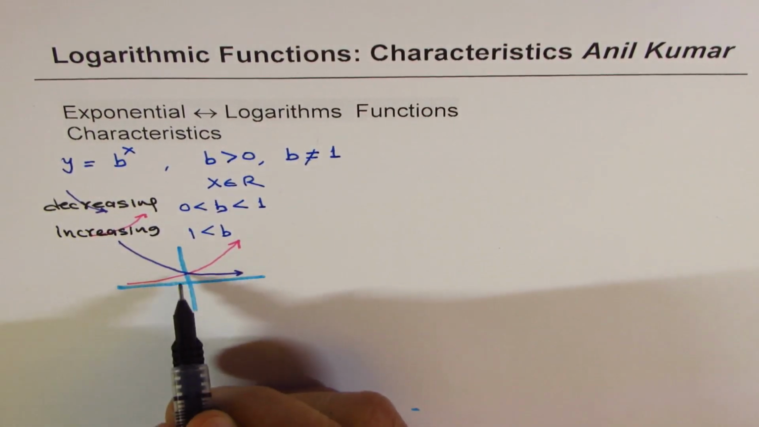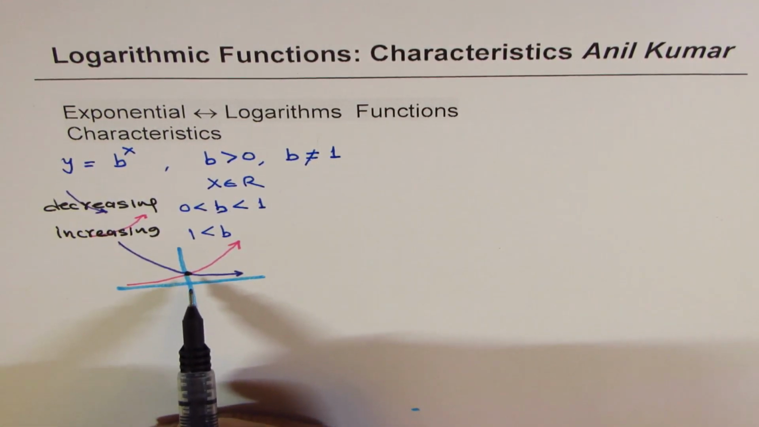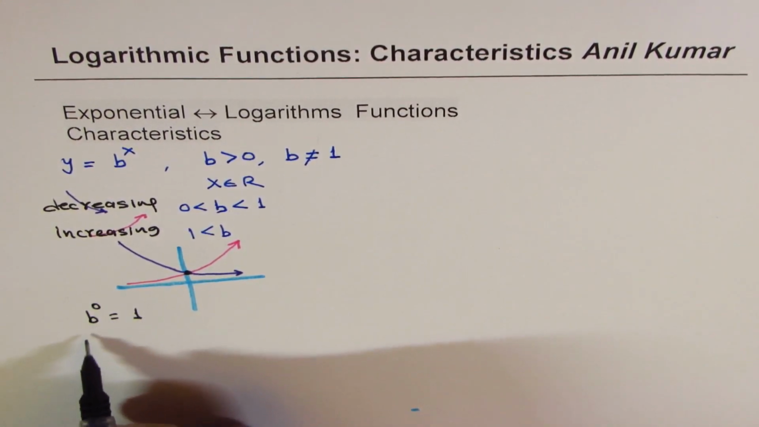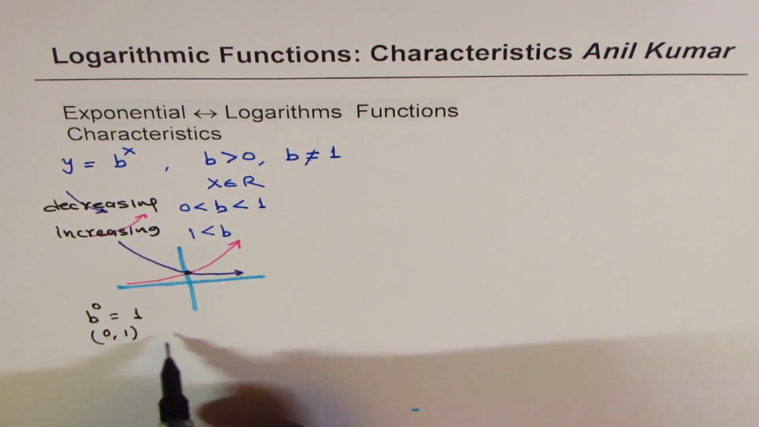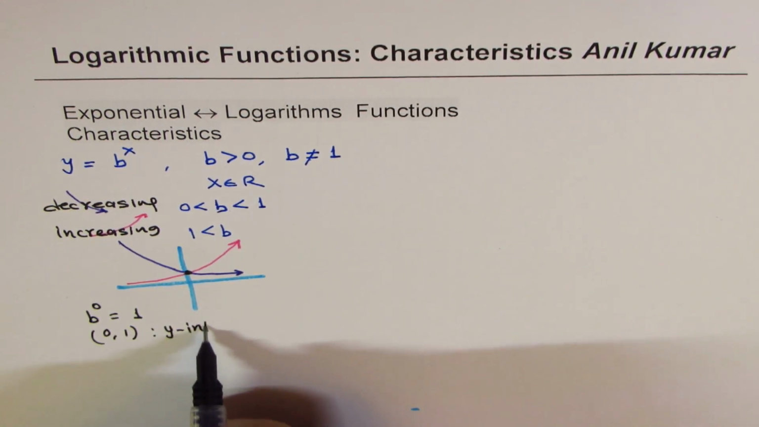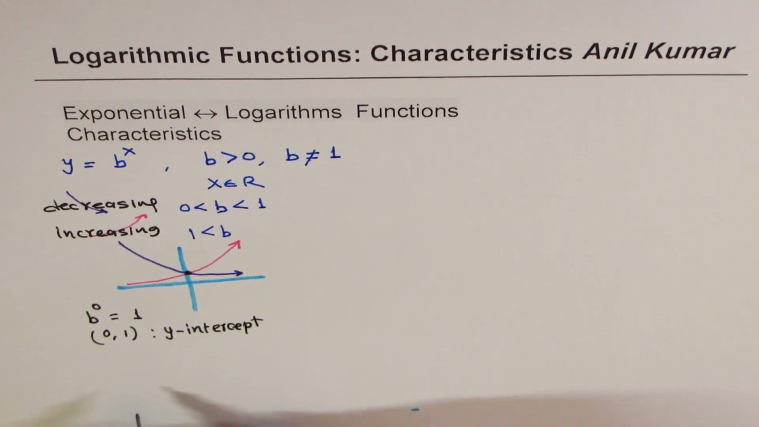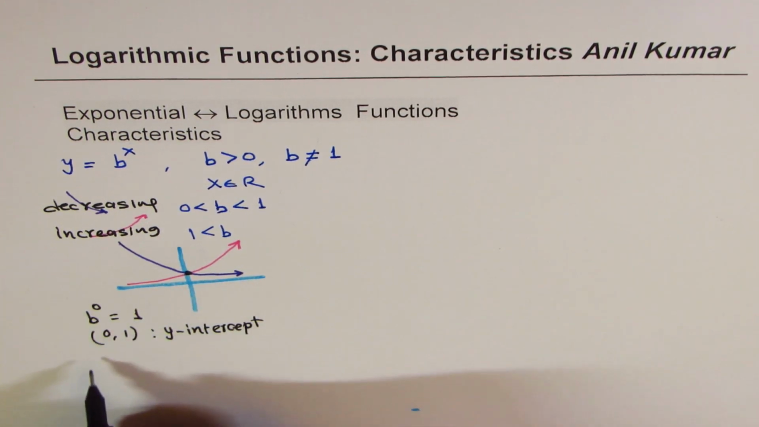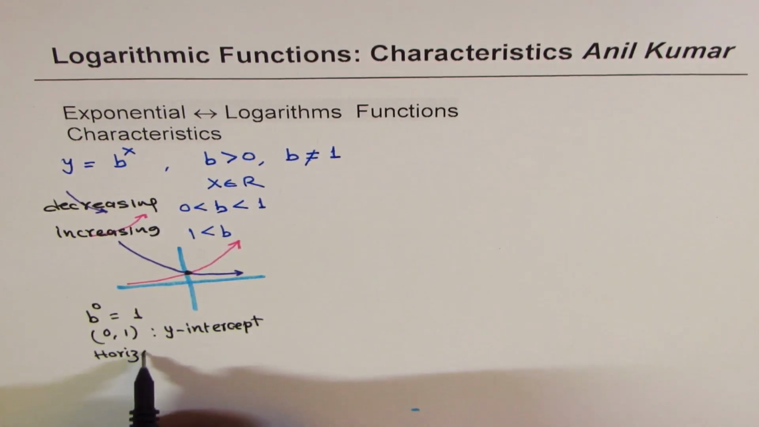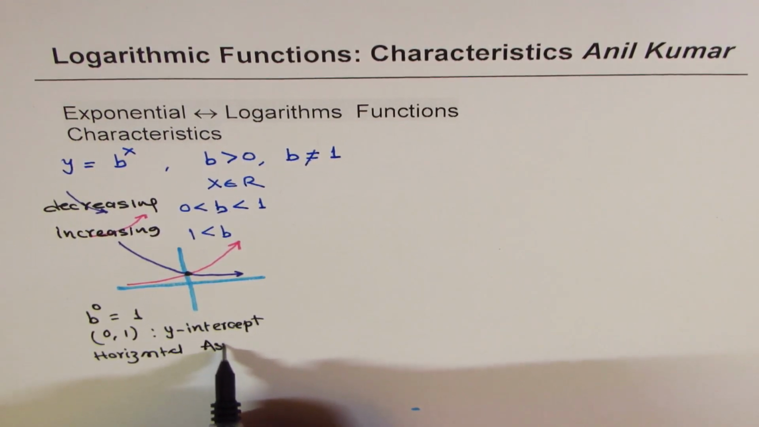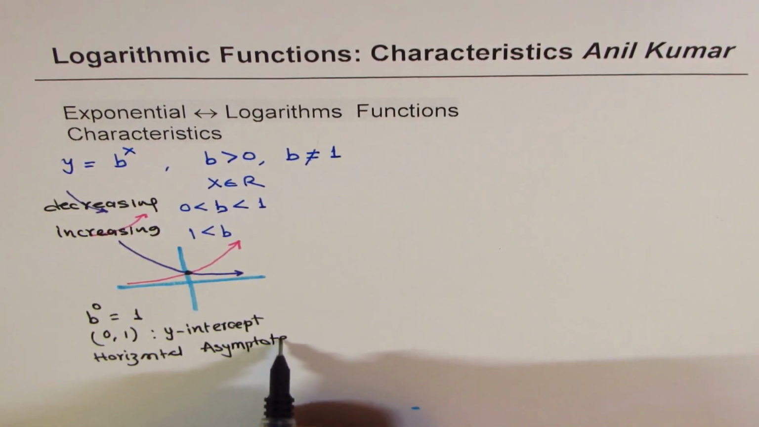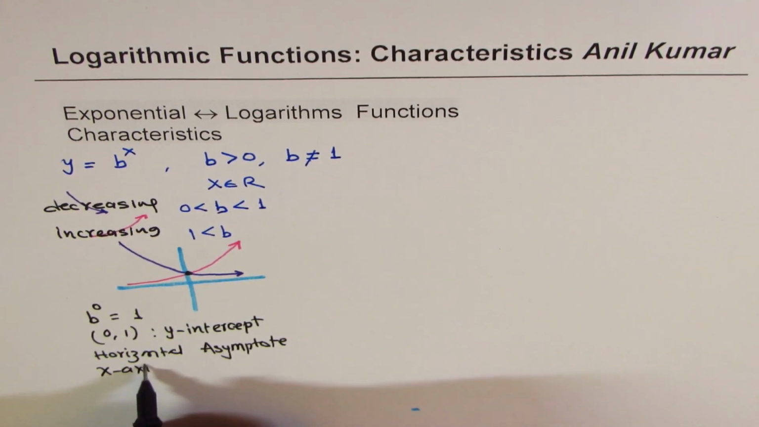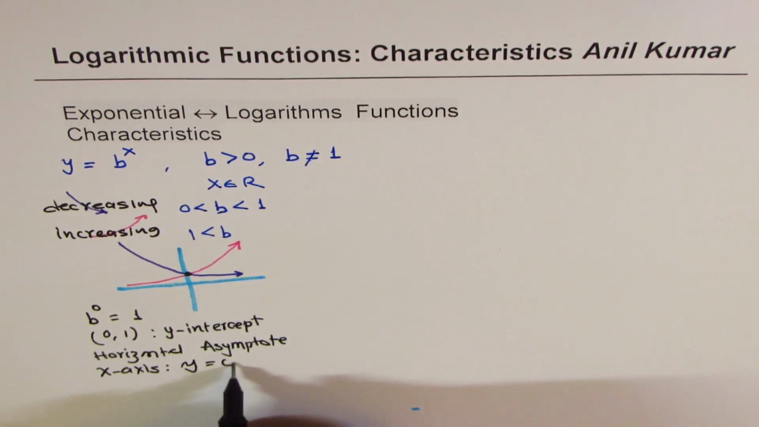Correct? Now, you find that both of them have a common y-intercept, and the reason is that anything to the power of 0 is 1, right? And therefore, this point (0, 1) is the y-intercept. Another feature which is very conspicuous here is the horizontal asymptote. So we have a horizontal asymptote. And what is the equation of this asymptote? The x-axis, right? Whose equation is y equals 0, right?